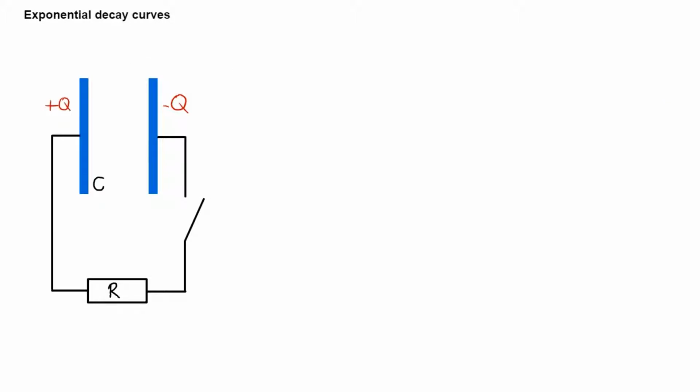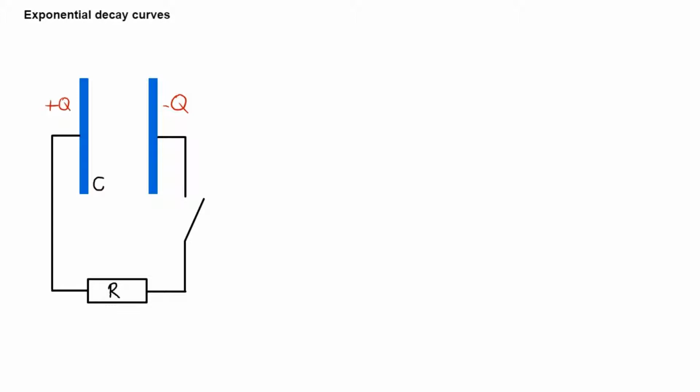You need to know about what are called the exponential decay curves for a capacitor. Well, what are these? These are really just talking about how the charge and other quantities vary on a capacitor as it's discharging, as the charge is flowing off. To show what I mean, let's look at a circuit involving a capacitor which has already been charged up.